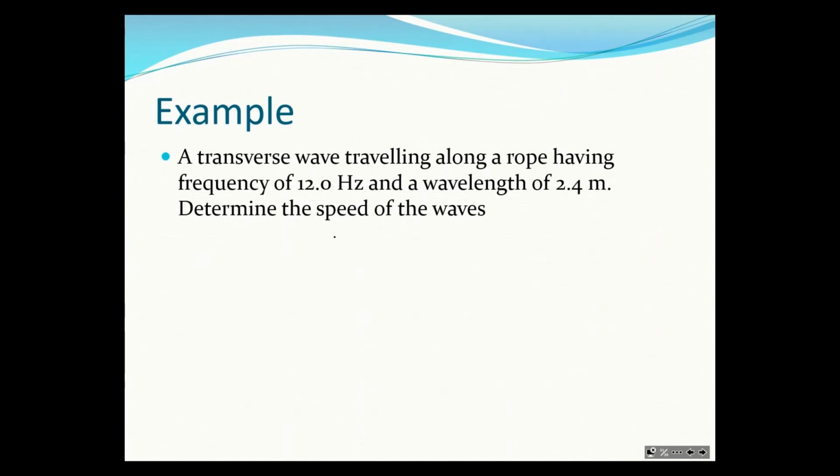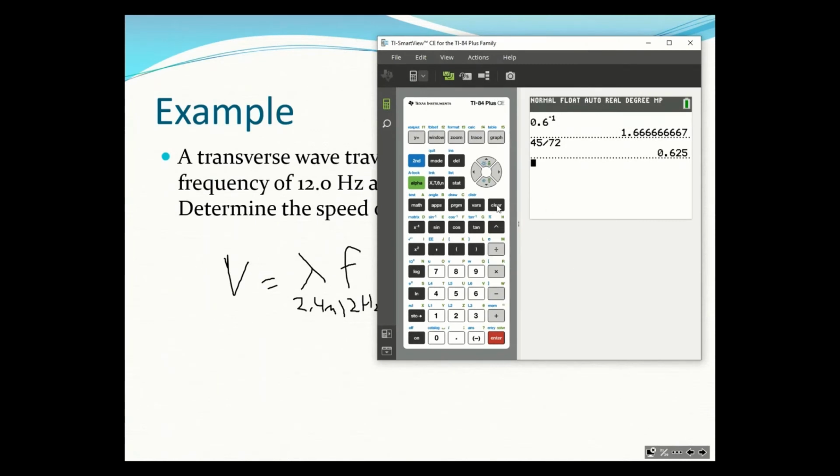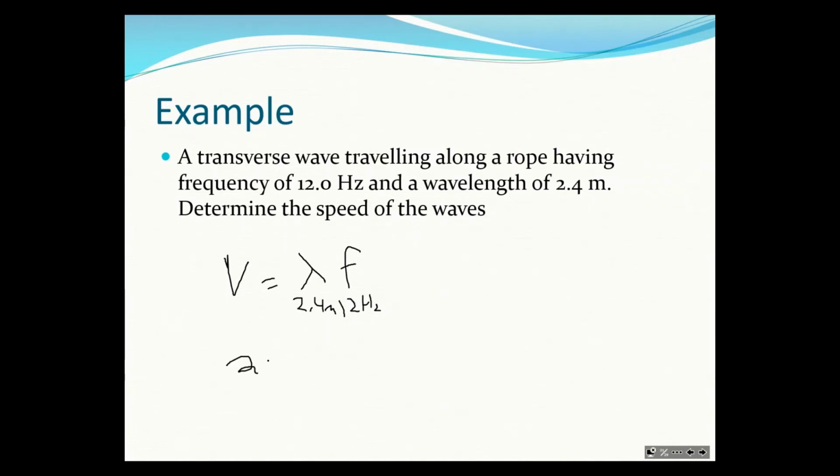Okay, let's see what we have for a question. A transverse wave traveling along a rope has a frequency of 12 hertz and a wavelength of 2.4 meters. Determine the speed of the wave. This is the easiest question. V equals lambda f. They give you a frequency of 12 hertz and a wavelength of 2.4 meters, and all we have to do is go 2.4 times 12. Now we get our speed of 28.8. I guess we only have 2 sig digs here, so 29 meters per second. Easiest question in the world.